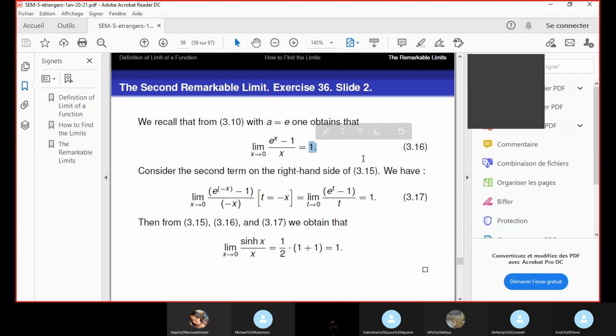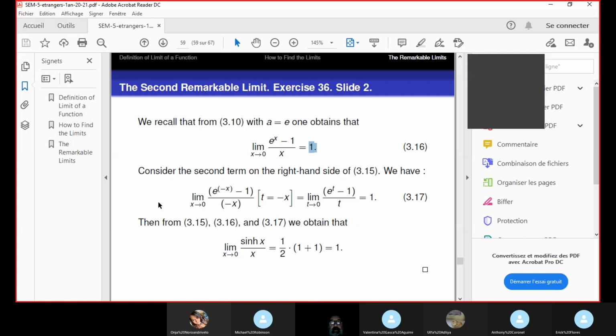Is it clear? Oh, I have to repeat. No, for me it's clear. Mikhail, clear? Yes, it's clear. Valentina, is it clear? Bon. Onya, is it clear? Est-ce que c'est clair? Oui, c'est clair. C'est clair. Yeah.